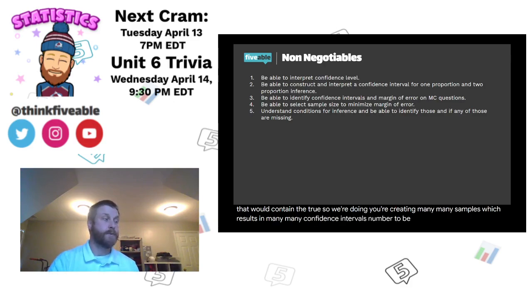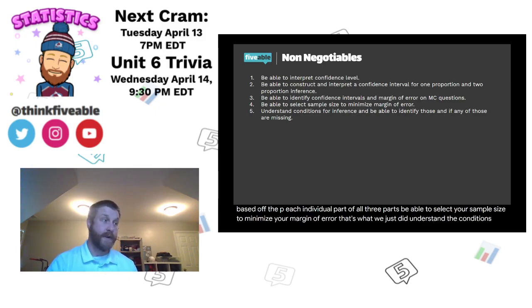Number 2, be able to construct and interpret a confidence interval. That's that whole SPDC process that we used, or phantom or panic, whichever one your teacher has taught you. Number 3, be able to identify confidence intervals and the margin of error on multiple choice questions. They will give you a formula that is not worked out, so you need to be able to pick the right one based off the p-hat and the z-score, each individual part of all 3 parts. Be able to select your sample size to minimize your margin of error. That's what we just did.